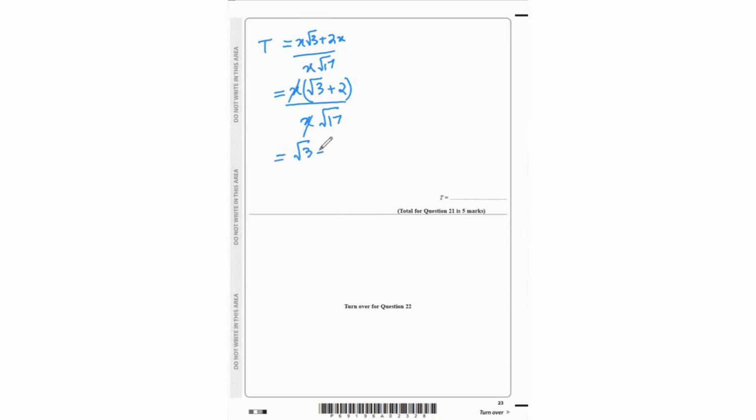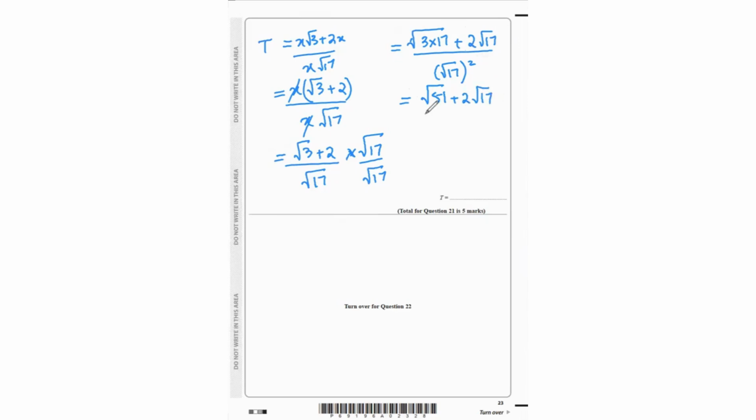Now we're going to rationalize the denominator by multiplying and dividing the fraction by root 17. So that's going to give us square root of 3 times 17 plus 2 root 17 divided by root 17 squared. That's square root of 51 plus 2 root 17 over 17. The 2 root 17 can be rewritten as root of 17 times 2 squared because they did not want a number outside the root. It was root p plus root q.